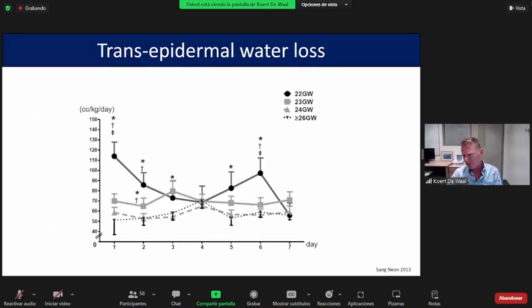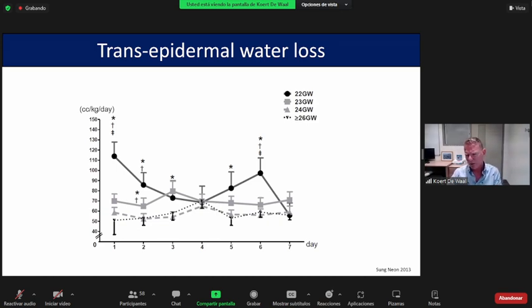Transepidermal water loss has been reported in many studies, and that's why we have all these babies in our cribs. This is a study from 2013, which shows it per gestational age. I thought it was quite an interesting study. How many mL per kilogram per day is the water loss?